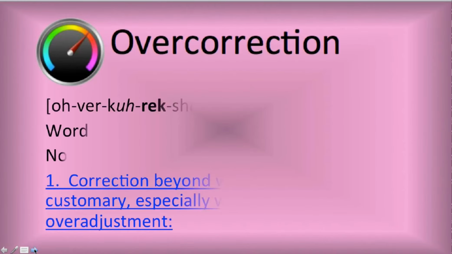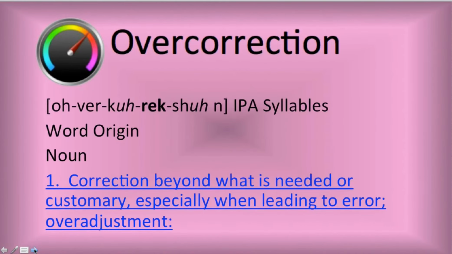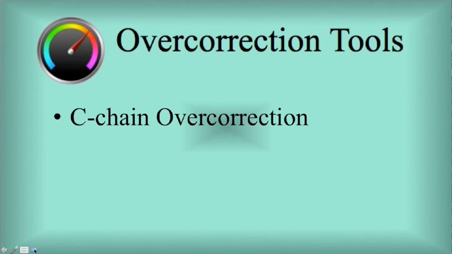Okay, so let's talk about this principle of overcorrection. The dial goes past where it's supposed to go. Let's look at a couple of examples of it. The definition of overcorrection is correction beyond what is needed or customary, especially when leading to an error. This, in this case, doesn't lead to an error. It leads to good things because you ask the aligners to push further than the tooth was really supposed to go. Why? Because sometimes the tooth doesn't go as far as it's supposed to. Let me give you a couple of examples of this.